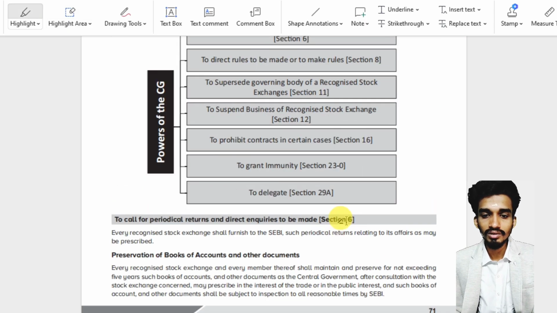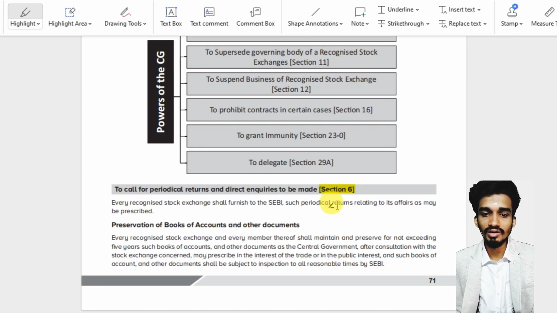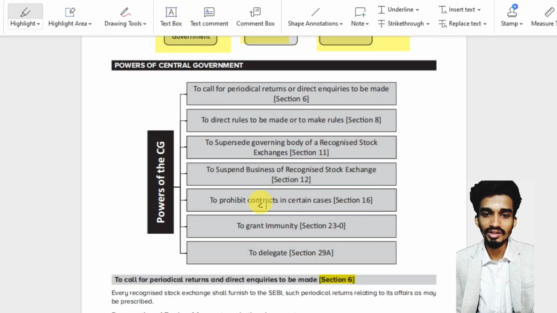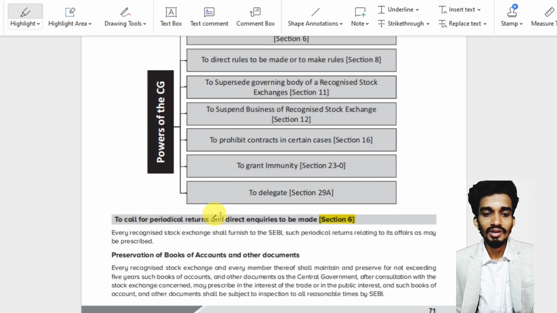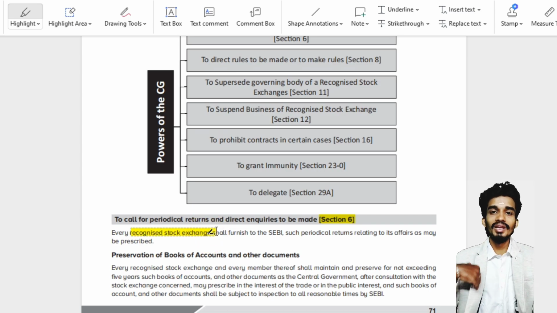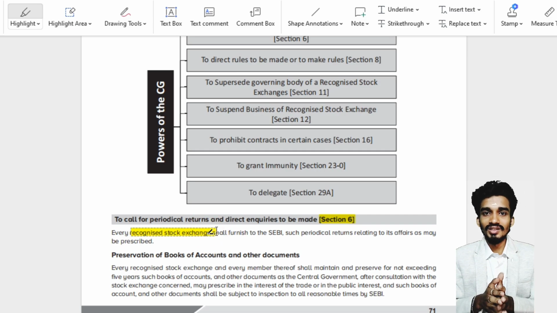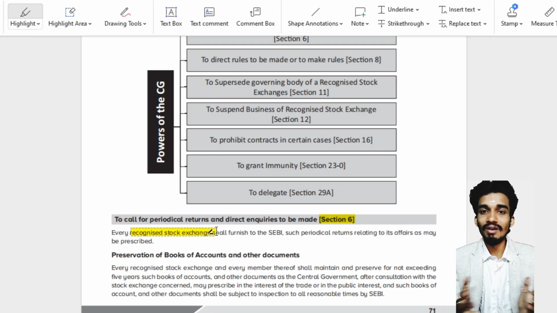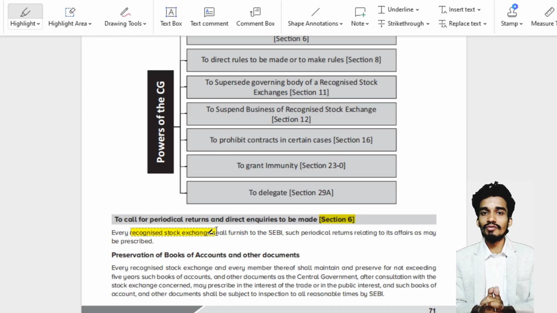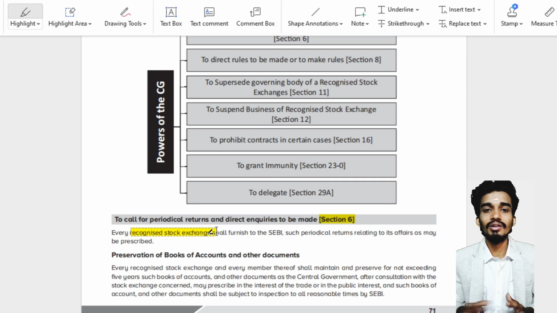First, we cover Section 6, which is the powers of the central government to furnish to the SEBI. Here, what are they telling? If you are granted recognition as a stock exchange, you will be happy. You will have a happy face. But after that, if you are recognized as a stock exchange, they will impose more rules and regulations to follow. So what are the powers of the central government to make you follow the rules?